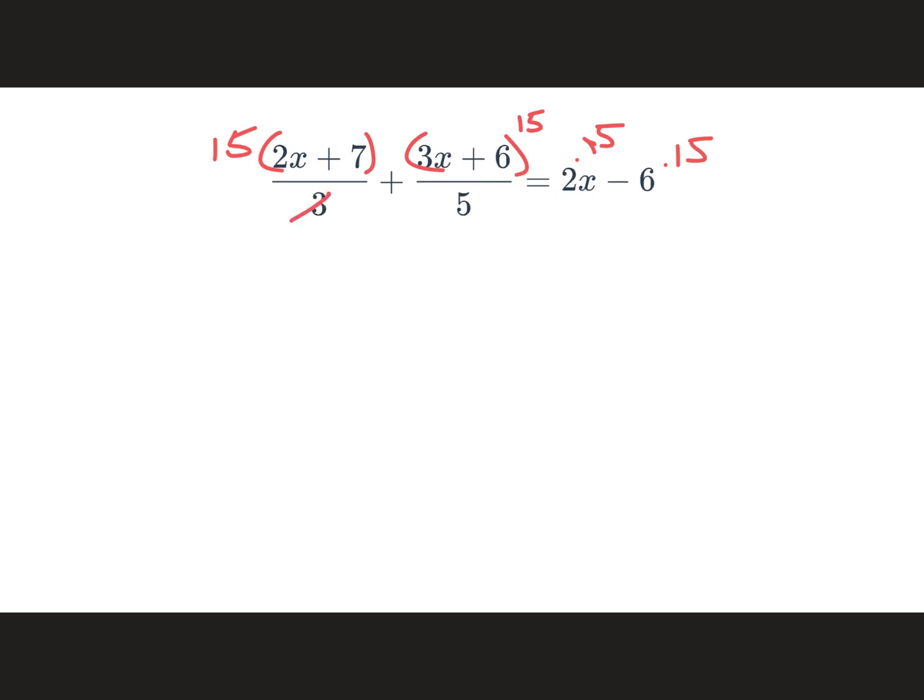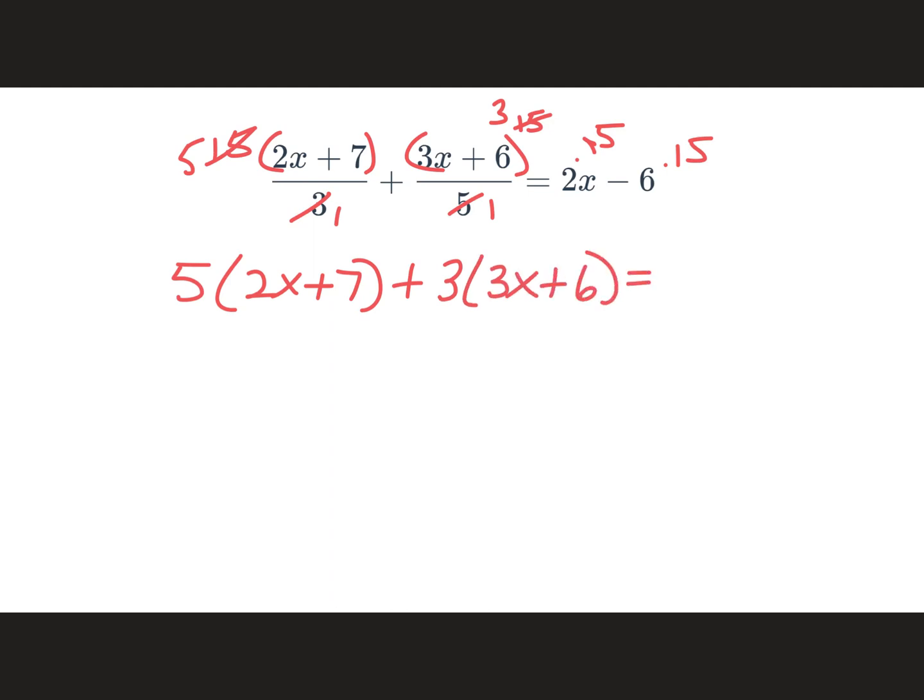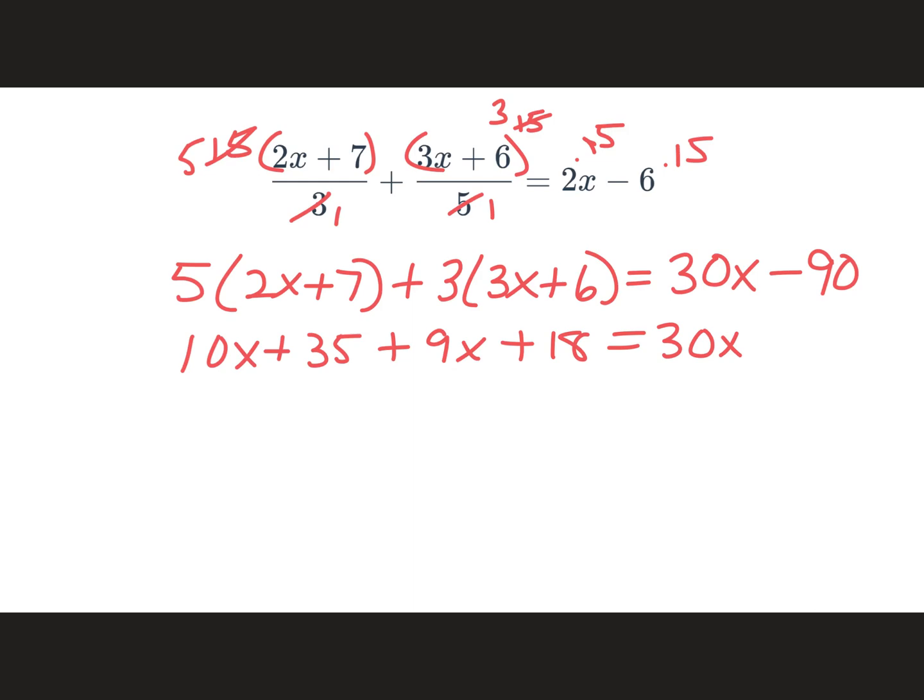All right, simplify, 1 and a 5. And so I'm going to have 5, 2x plus 7. The next one is going to become a 3. So I'm going to have this plus 3, 3x plus 6 equals 15 times 2 is 30, so 30x. And 6 times 15 is 90. All right, next step, here we go. 10x plus 35 plus 9x plus 18 equals 30x minus 90.